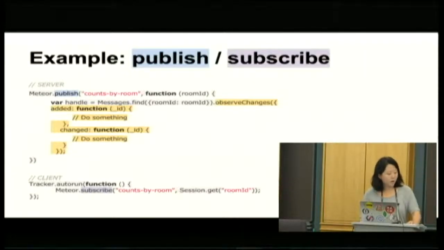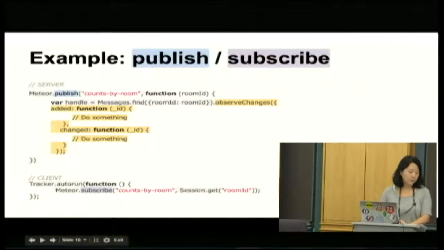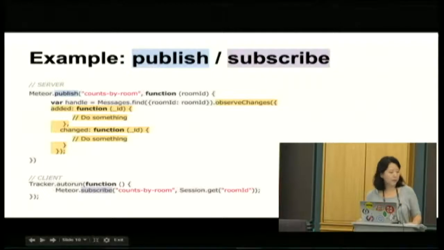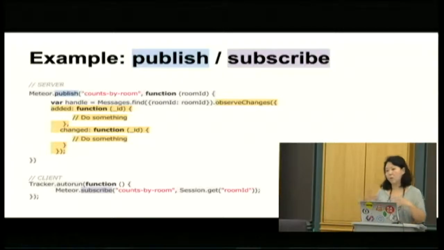And so you can prevent insecure data being available to any client by putting all the data that you want to push out inside the publish function.